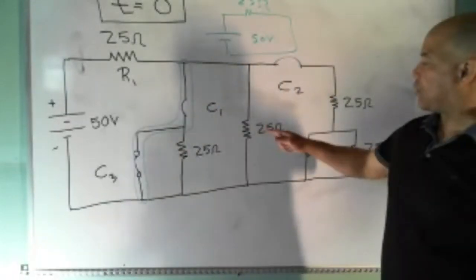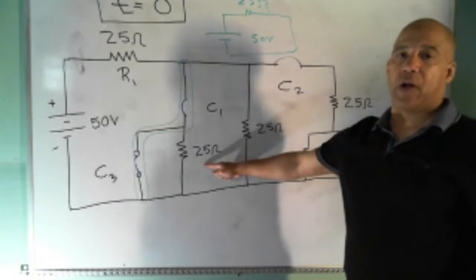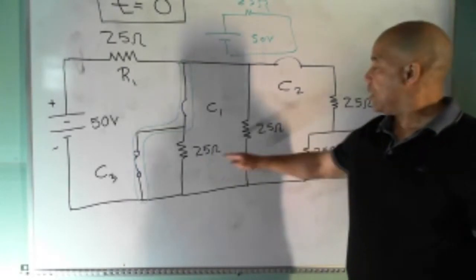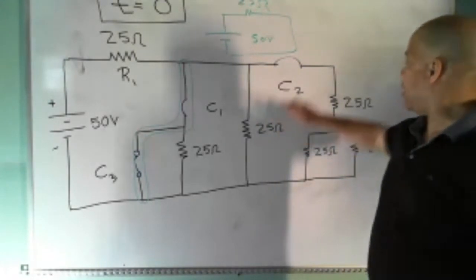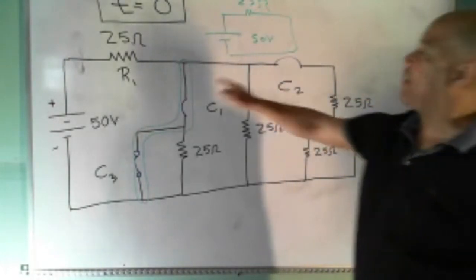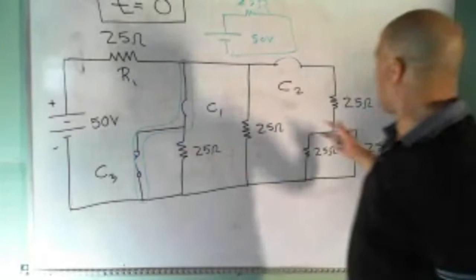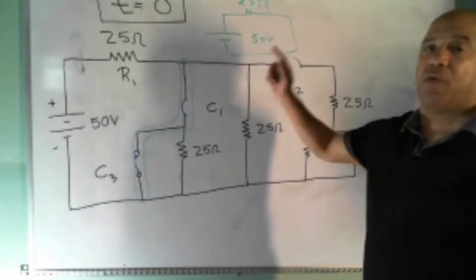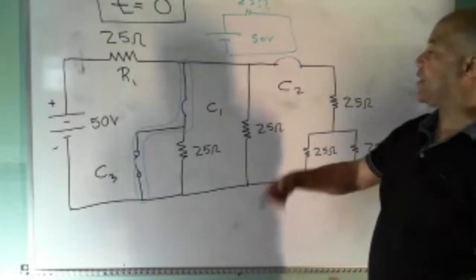So the voltage across this resistor is 0. The current through this resistor is 0. The voltage across this resistor is 0. The current through this resistor is 0. The voltage across every resistor except for R1 is 0. And the current through every resistor except for R1 is 0 because they're all shorted out.